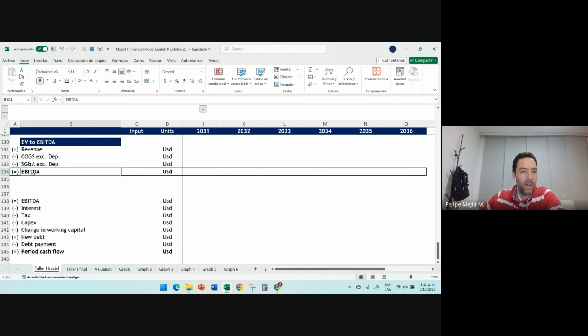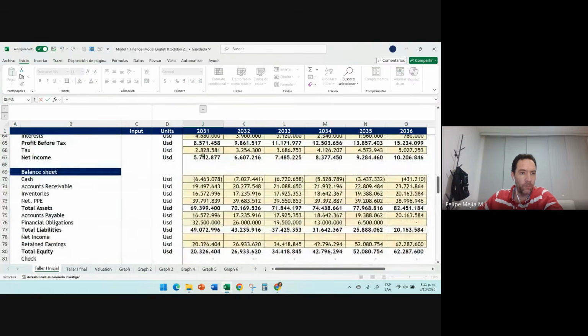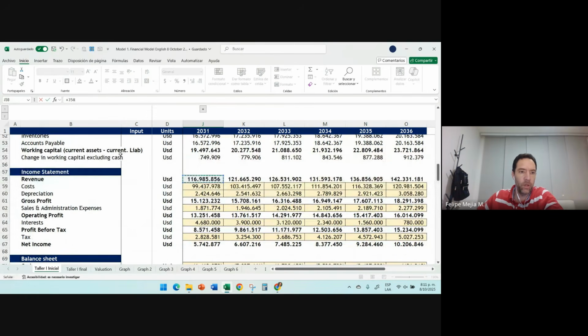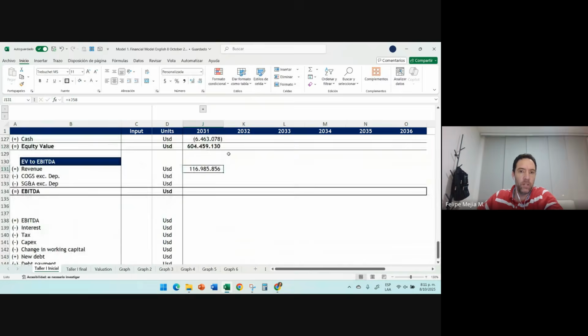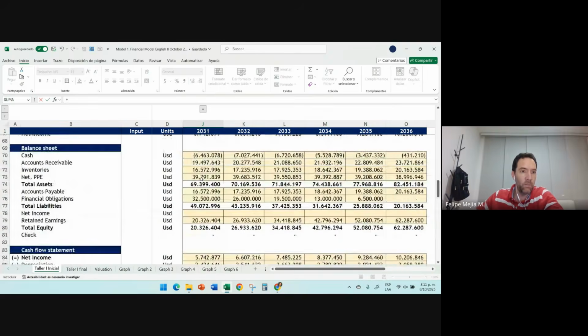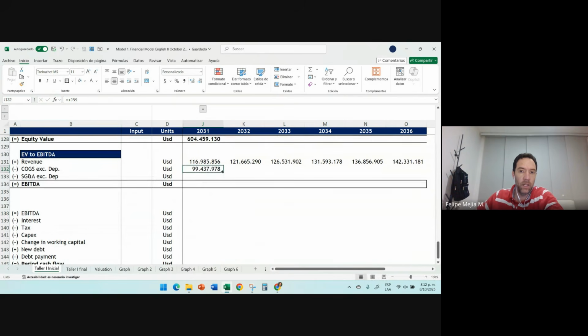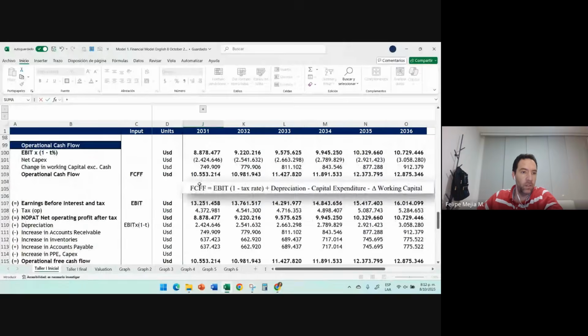The EBITDA is owned by the banks and the shareholders. How do you know? Well, it's before interest. So we go all the way up here to the revenue. Makes sense. The revenue is owned by the banks and the shareholders. We go to the COGS, cost of goods sold. So we take this number here. As you may notice, I do not use the depreciation in the EBITDA. Then I go to the right. I take selling, general, and administrative.